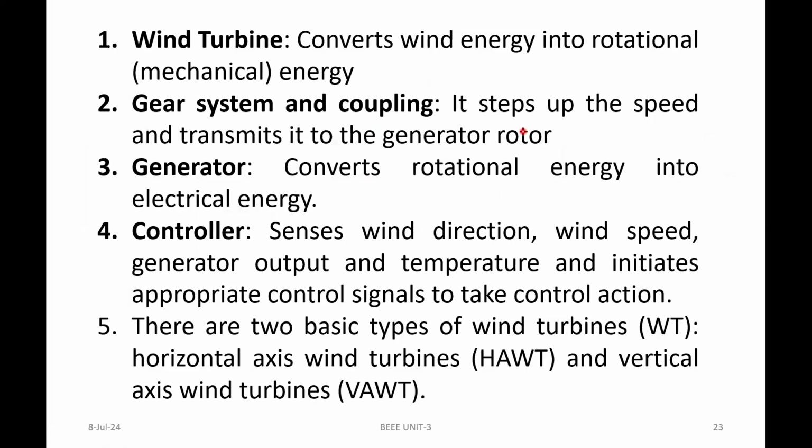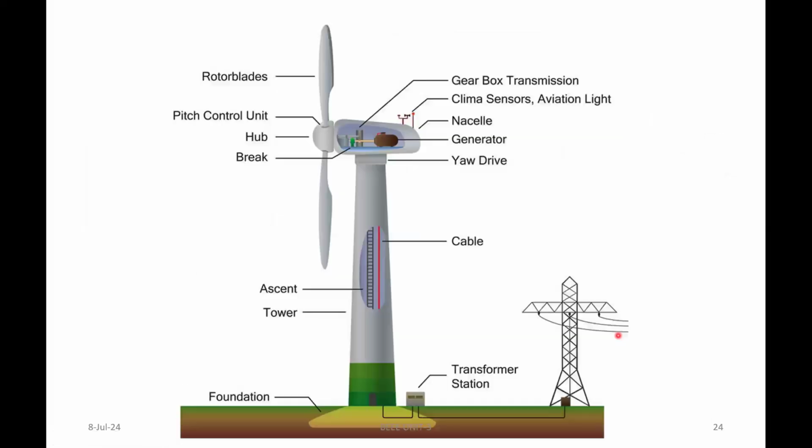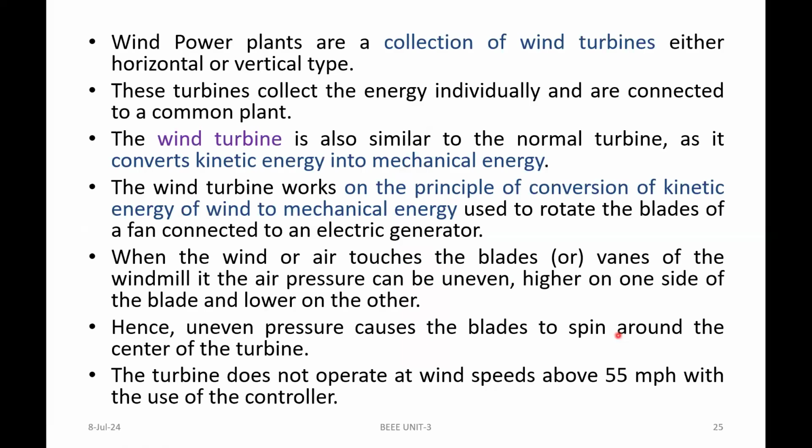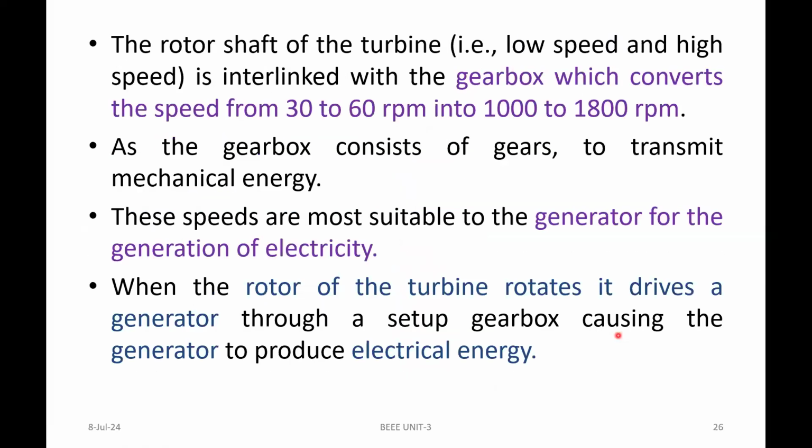And this one is an outline. The wind turbines may be horizontal or vertical axis wind turbines. This one is outlined here. The gearbox transmits mechanical energy, and these speeds are more suitable for the generator to generate electricity. These are the outline of this wind power plant.